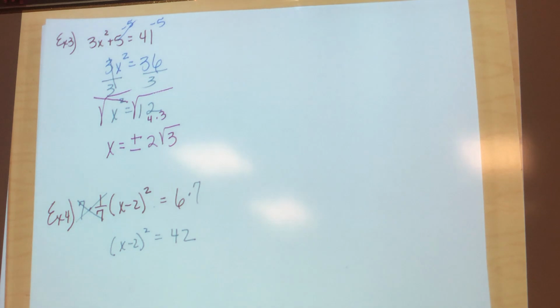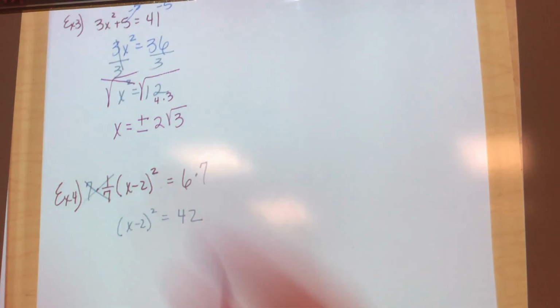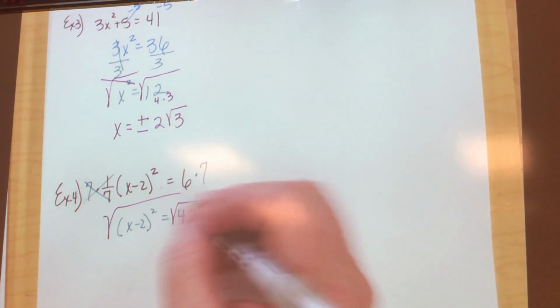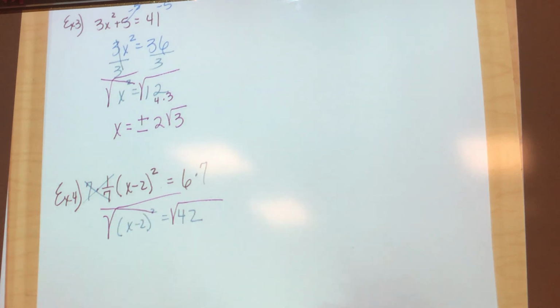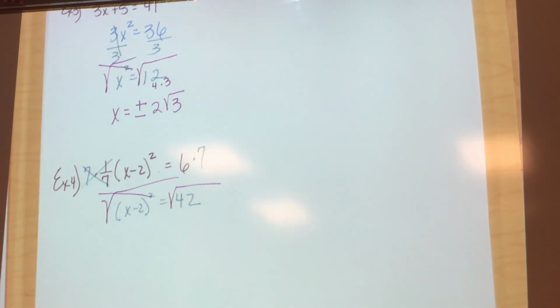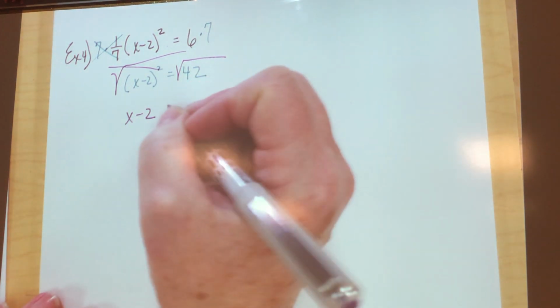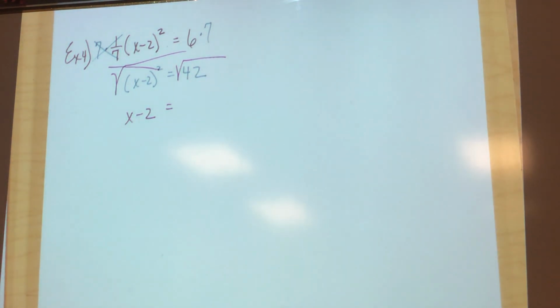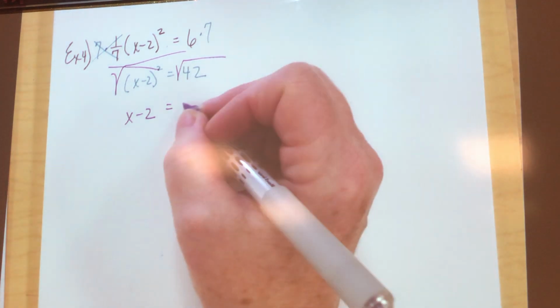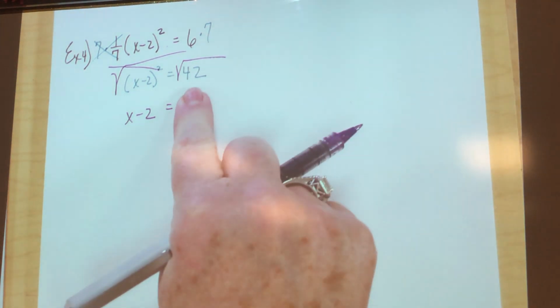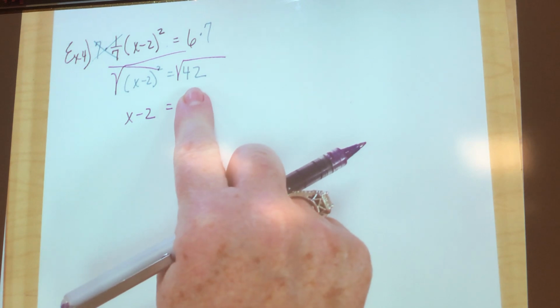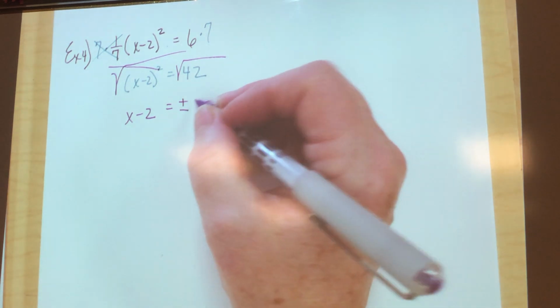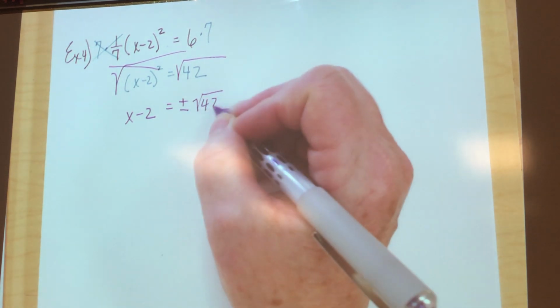Okay, so is the quantity squared by itself? So can I take its square root now? All right, so I'll take square root and square root. These cancel each other out. What am I left with? X minus 2. What is the first thing that you should write down? Plus or minus. Very good. Okay, is there a perfect square that's a factor of 42? No. So we'll just write the square root of 42.